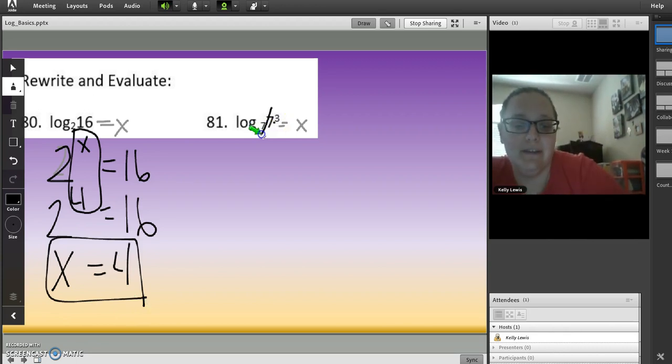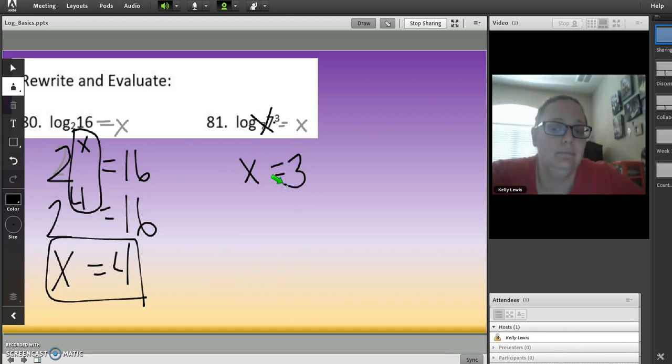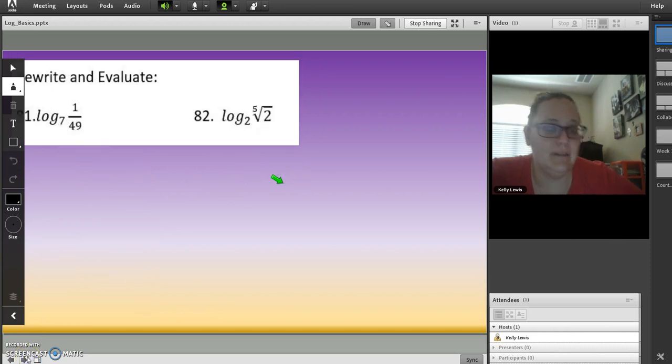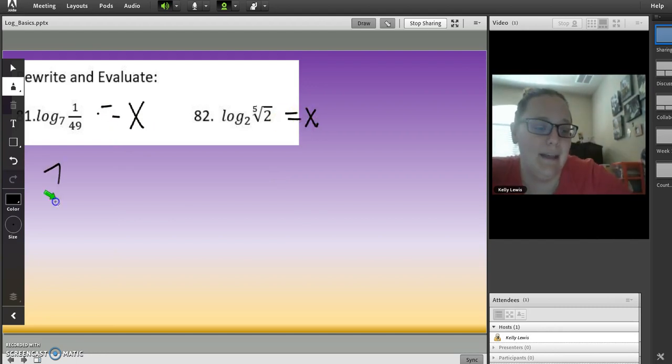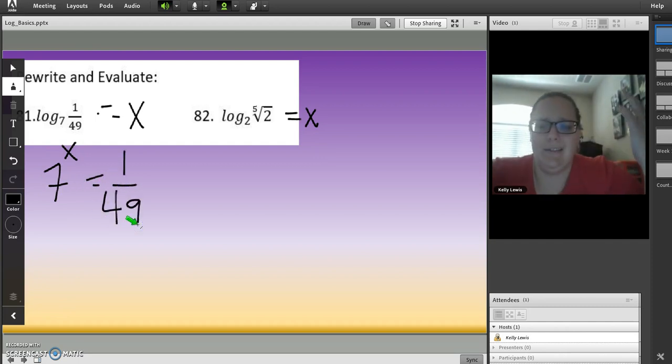Right here, those 7's cancel, so we get x equals 3. Really that simple. All right, let's do this one. Let's just make it equal x. This means 7 to some number equals 1 over 49. Hopefully in your mind you're like, oh, I know 7 squared equals 49. This is 1 over 49.